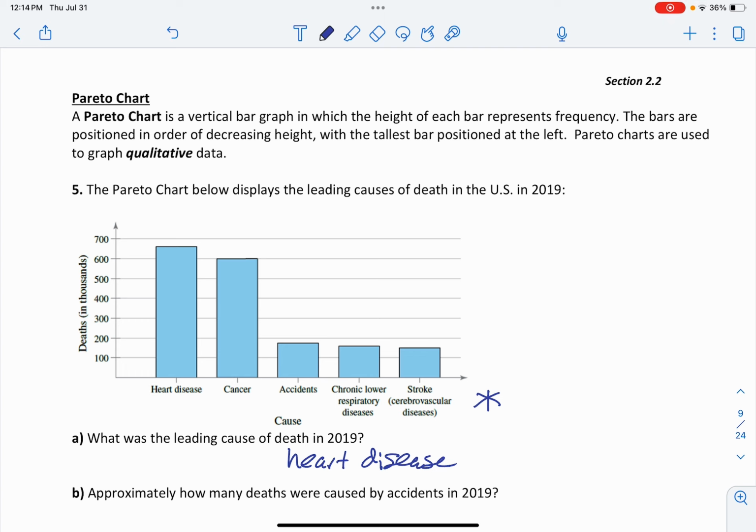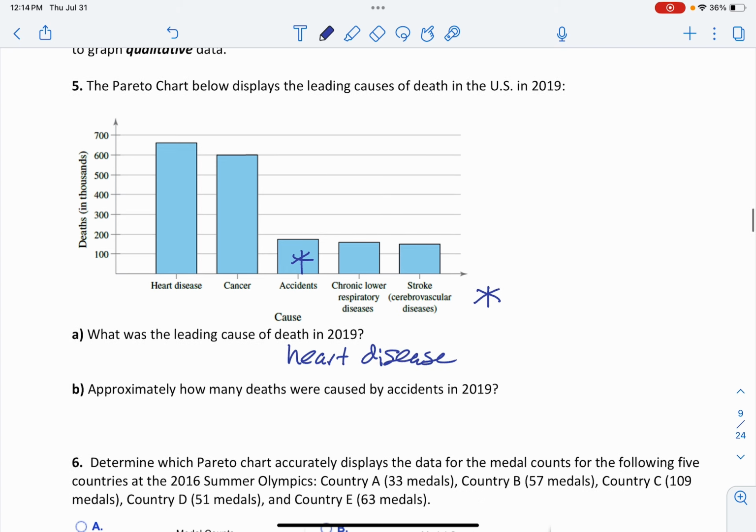And then approximately how many deaths were caused by accidents. All right, so that's accidents there, right? So that's this bar. So just estimating, looking at the y-axis, it looks like about 180, I would say, right? So I'd probably go approximately 180. We're approximating because we can't see it exactly.